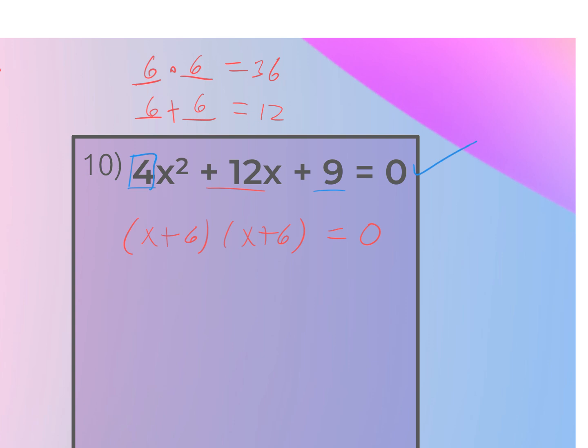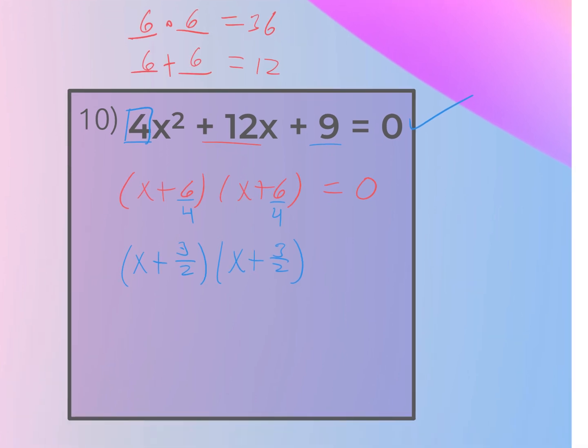by the first term. So divide each of these 6's by 4. This didn't happen in the other problem, but here we can simplify this. So x plus 6 over 4 simplifies to 3 over 2. Then we get x plus 3 over 2 times x plus 3 over 2. 6 over 4, we get the same thing here.